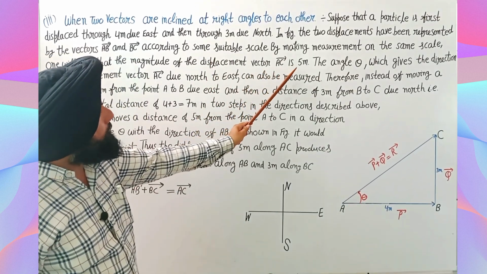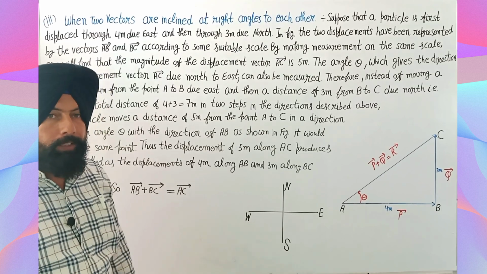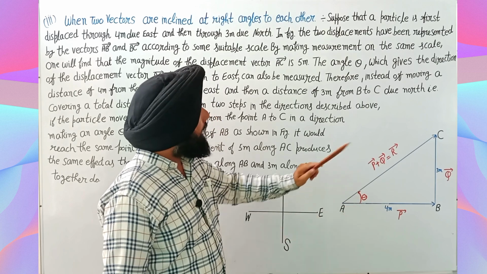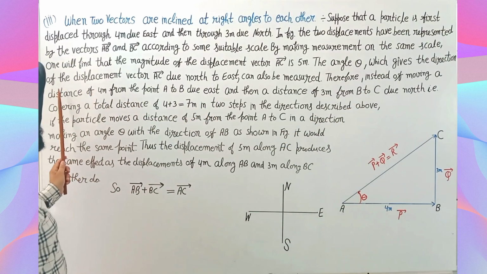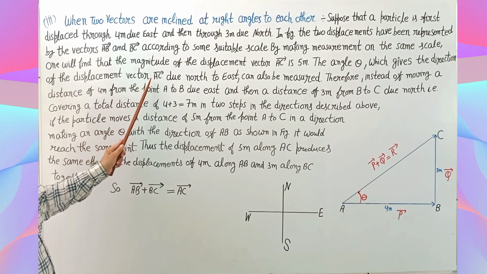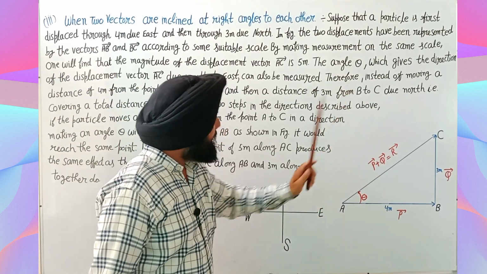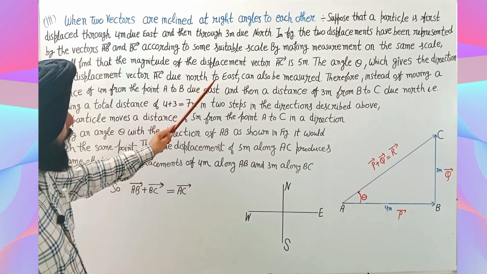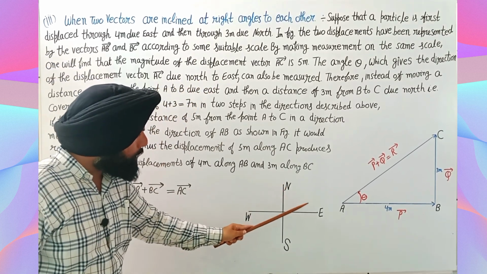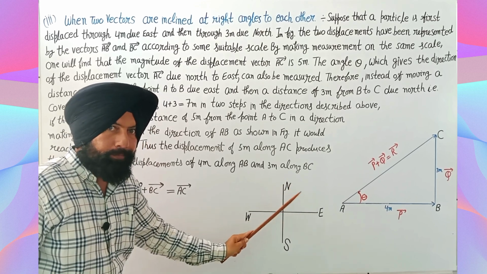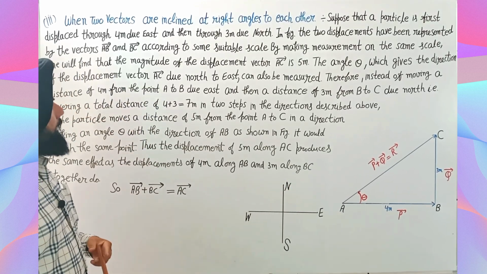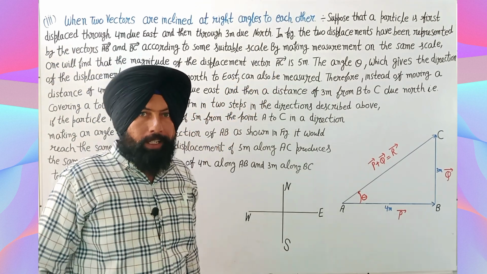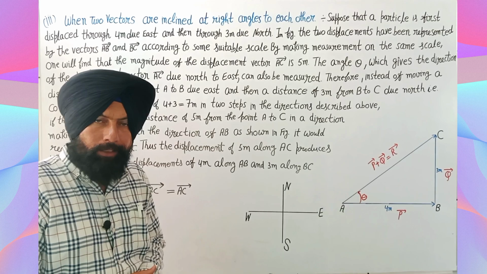Displacement vector AC is 5 meters. Now, the angle theta, which gives the direction of the displacement vector AC, is measured due north to east. We can also measure the angle theta.